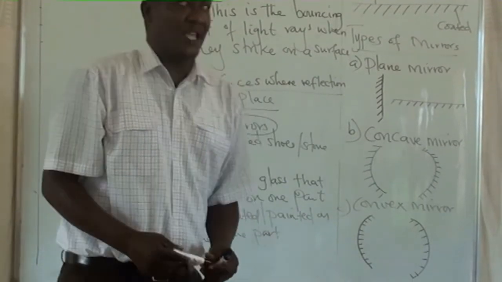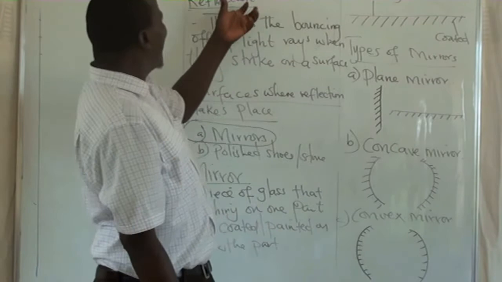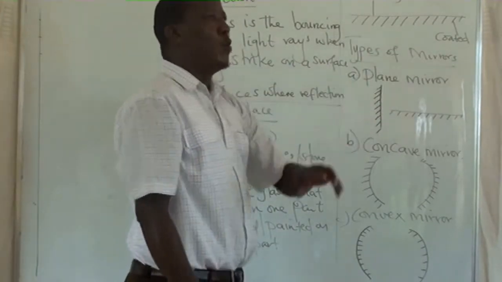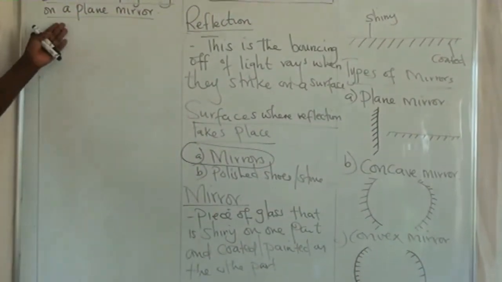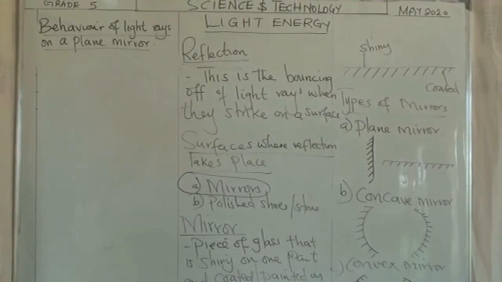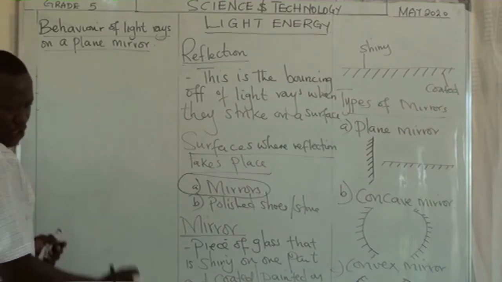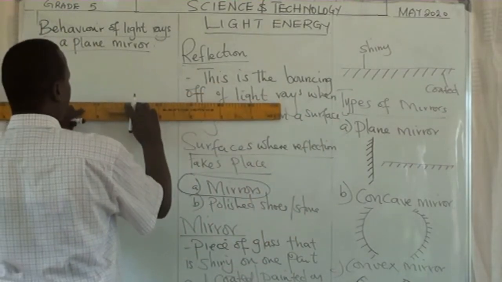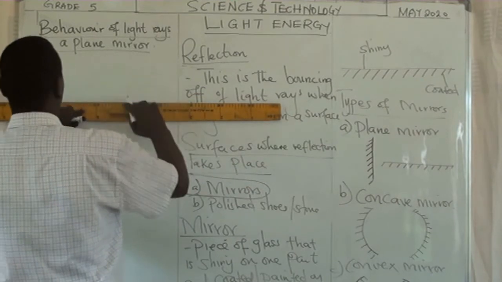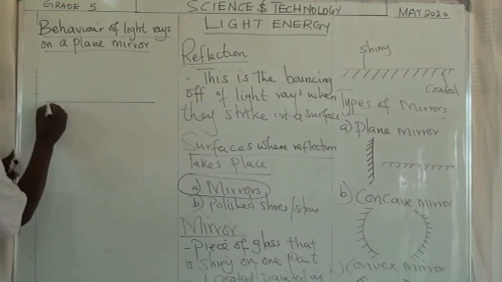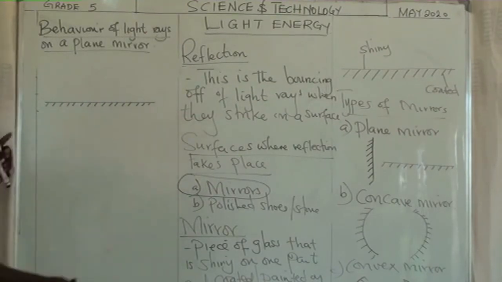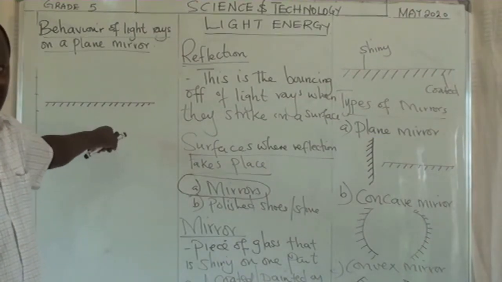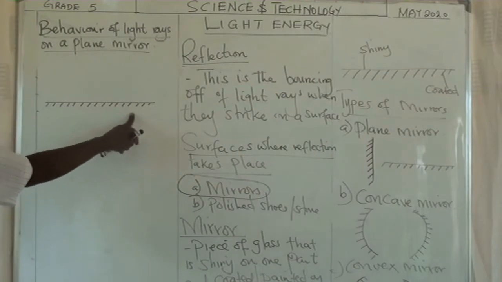We would like to see how the light energy or light rays behave when they strike on a plane mirror. So therefore I bring you to the behavior of light rays when they strike on a plane mirror. I'm going to have a diagram here. This line here, if I put it like this, I can ask someone to tell me which type of mirror this is. Yes? Good. This is a plane mirror.